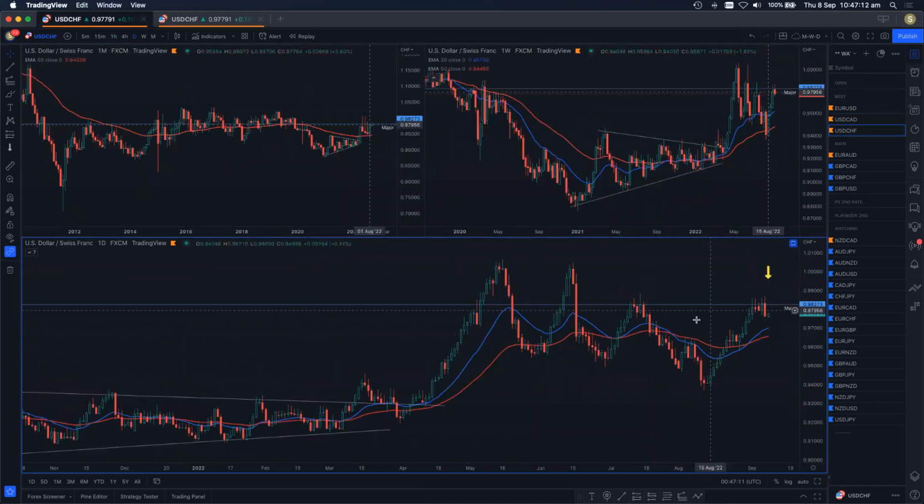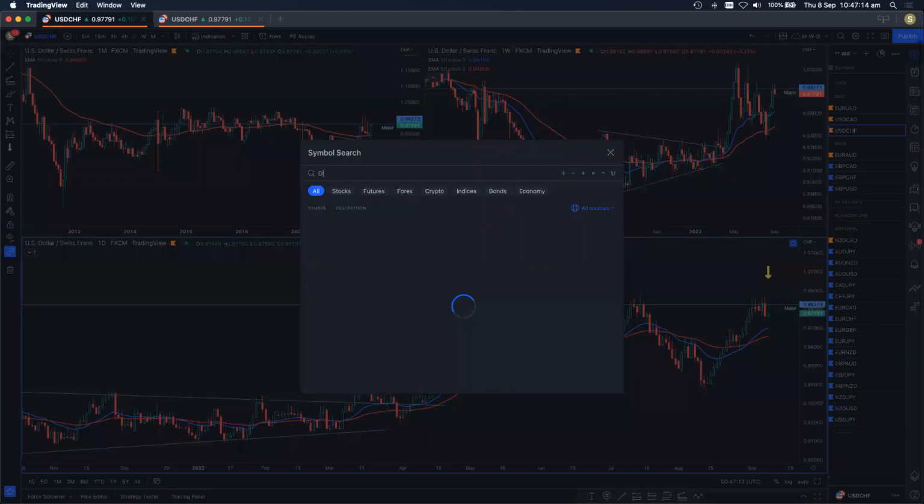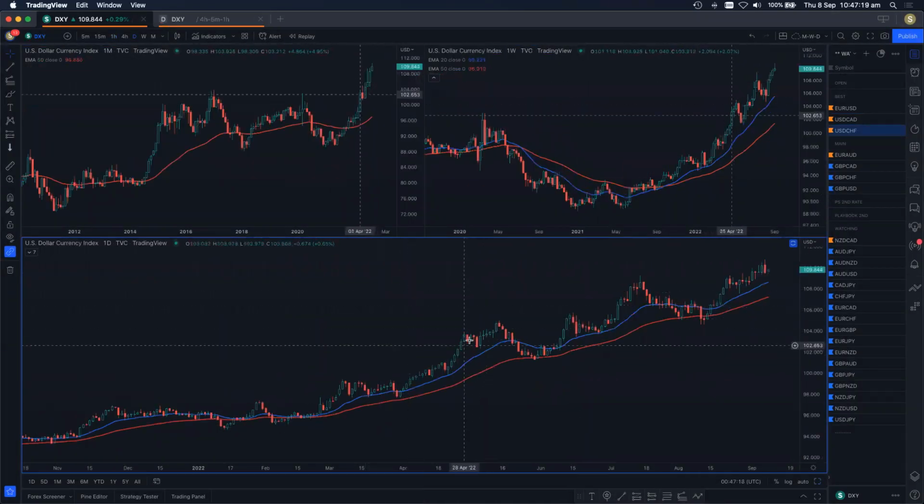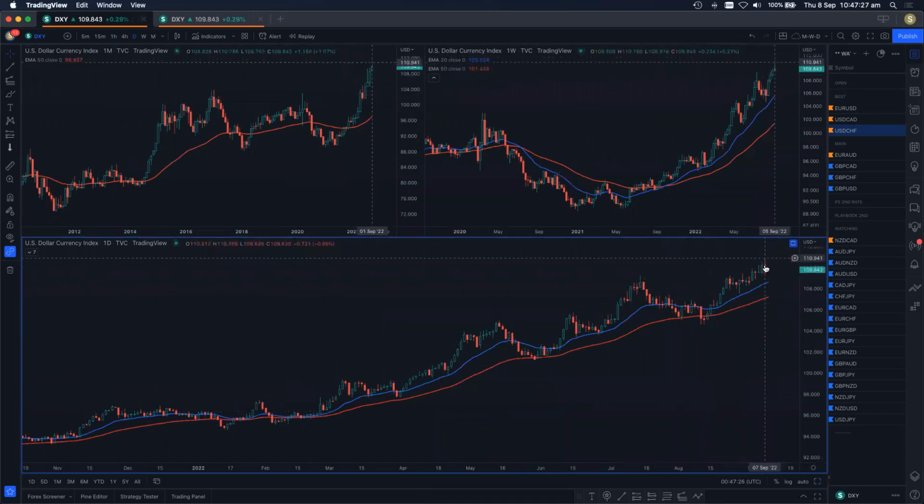Again, the dollar, which has been in a strong uptrend, we can actually go to the DXY, which is the dollar index. And we can see that it's been on a bit of a tear, a few pullbacks, but it's still going pretty strong. But maybe it's hitting this level here and it's time for a little pullback.